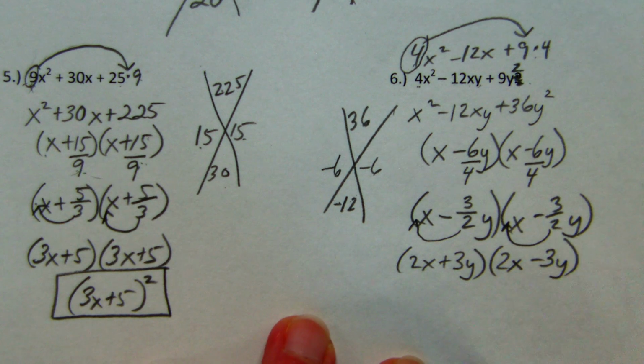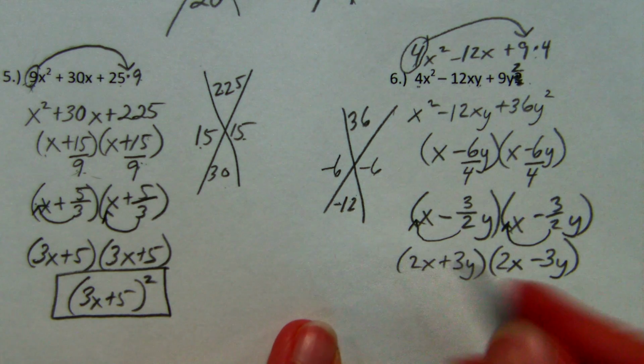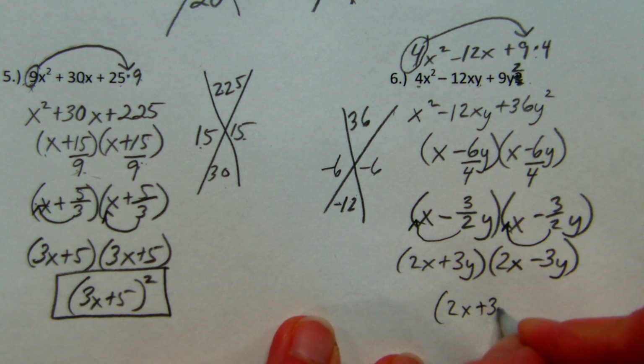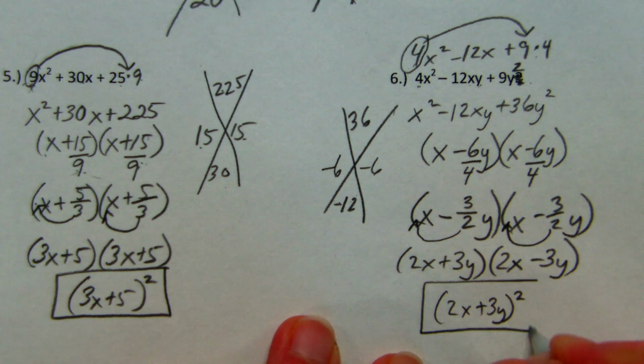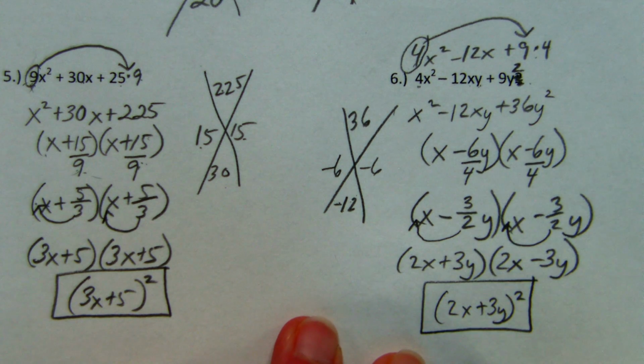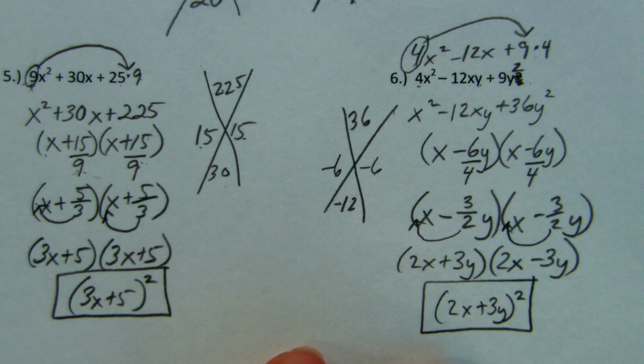So you kind of get this weird y thrown in there. Sometimes they have that. But you're still using the same method we did on the last one. You just have to add some y's in. And 2x plus 3y squared. And remember, you can always multiply these out using the FOIL method to see if you actually did this correctly.